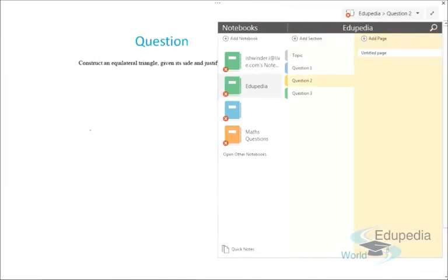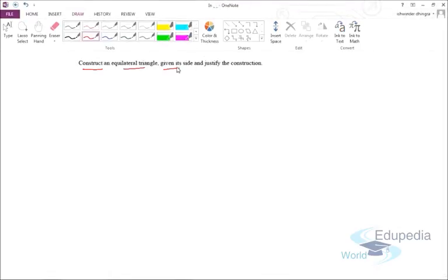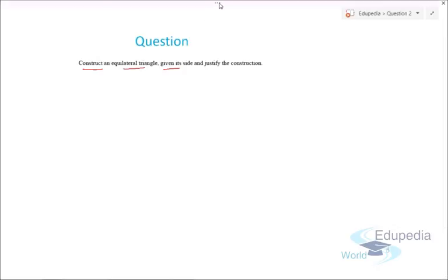Now the question number 2 says that we need to construct an equilateral triangle given its side, and we need to justify the construction. So let's see how we can do this question, and it's a very important question from the exam point of view, so you have to watch this part of the video very carefully, right? So for this, let's say we draw a line. So let's say we have a line like this, right?